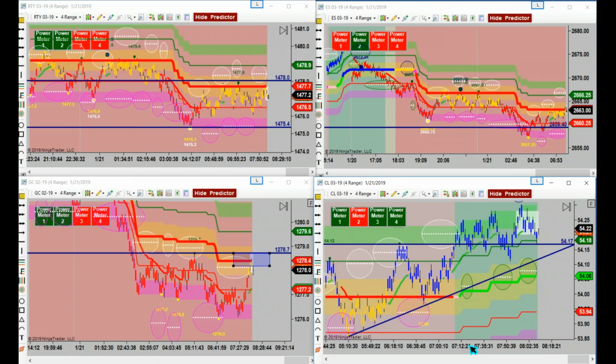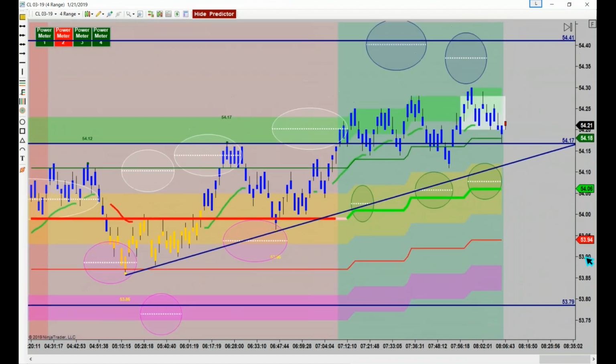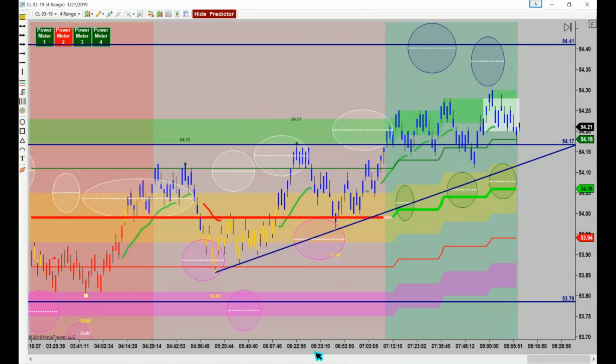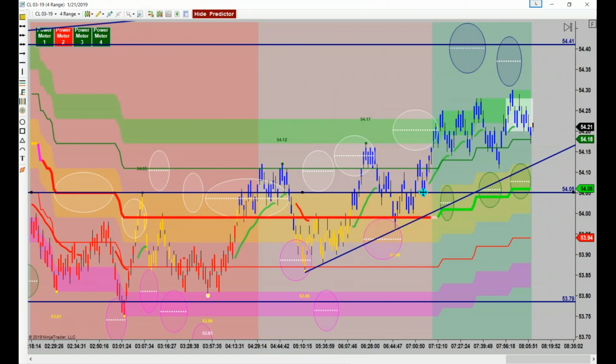Now, we don't really want them to take out that support. See how they kiss this support right here? That was what we wanted them to do. So now they've checked. Let's look and see where they've checked. They checked here.